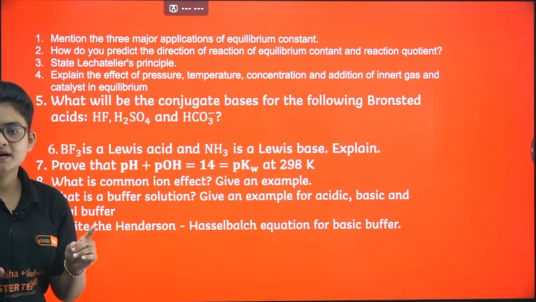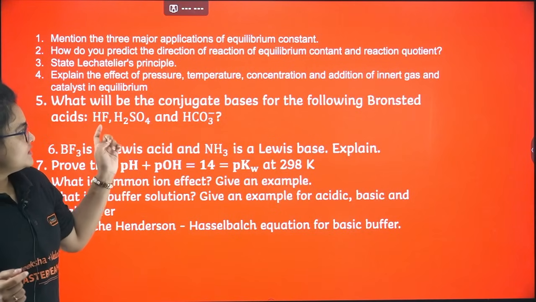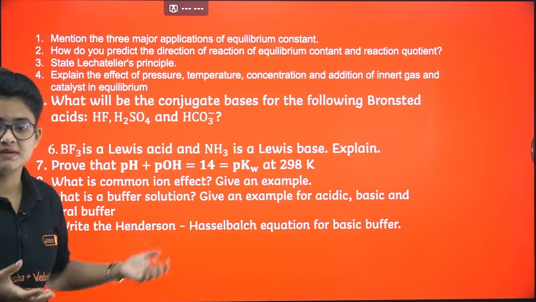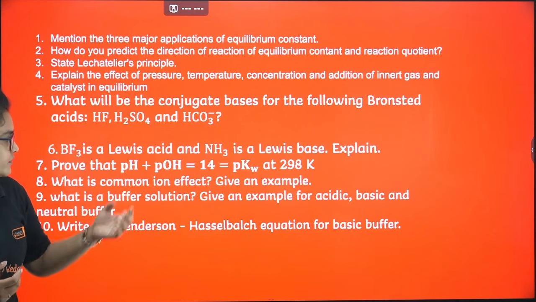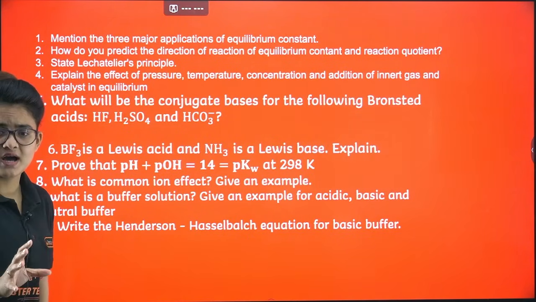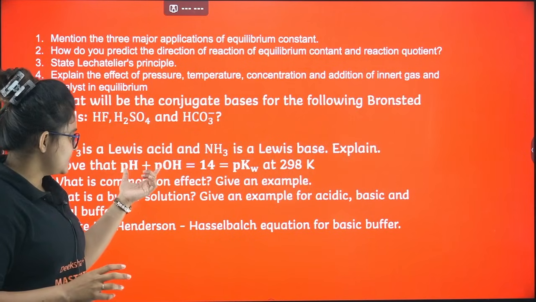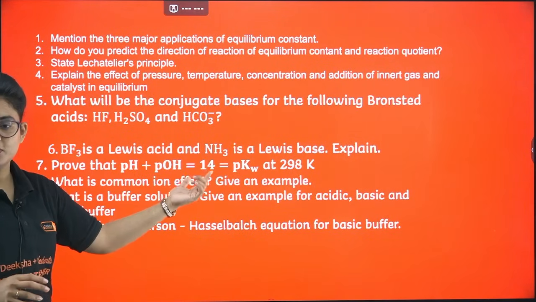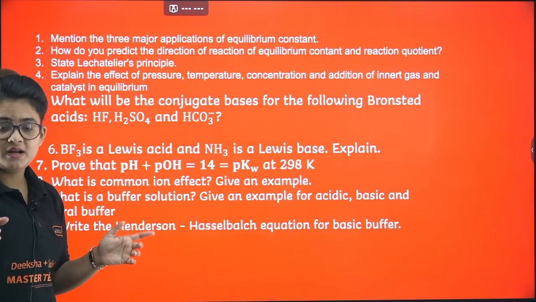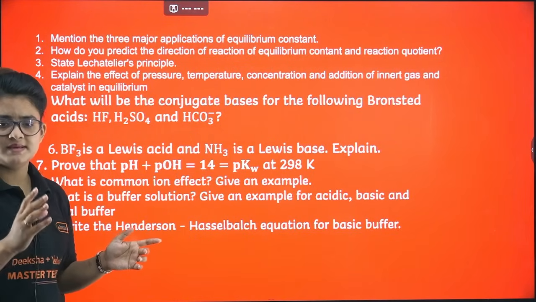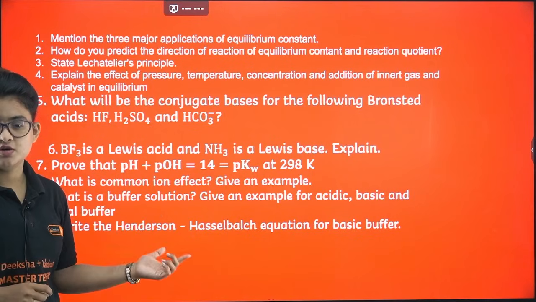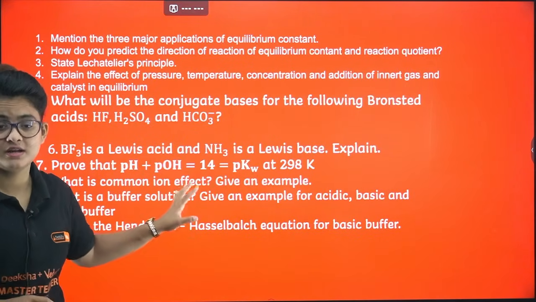Okay. Next is you can see conjugate base of any one of the species can be asked. Okay, this type of question, why this is Lewis acid, why that is Lewis base, this type of thing can be asked. This is the derivation based, pH plus pOH equals to 14, that you have to show. Common ion effect, buffer solution, very important. All the example, acidic, basic and neutral buffer example they can ask. Henderson-Hasselbalch equation, very important. These are the theoretical question.